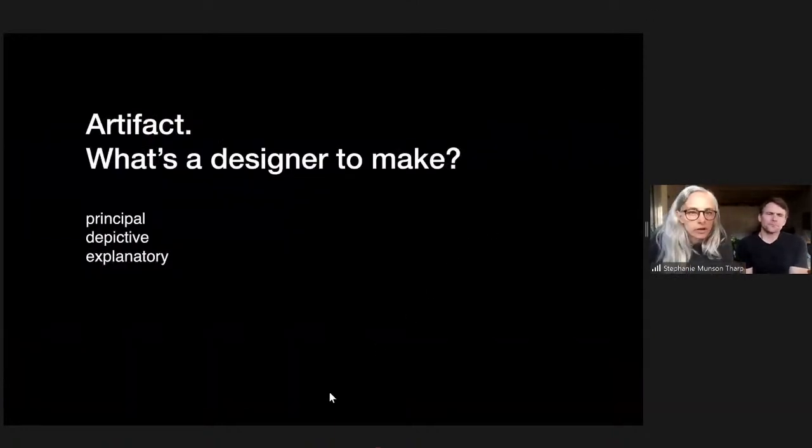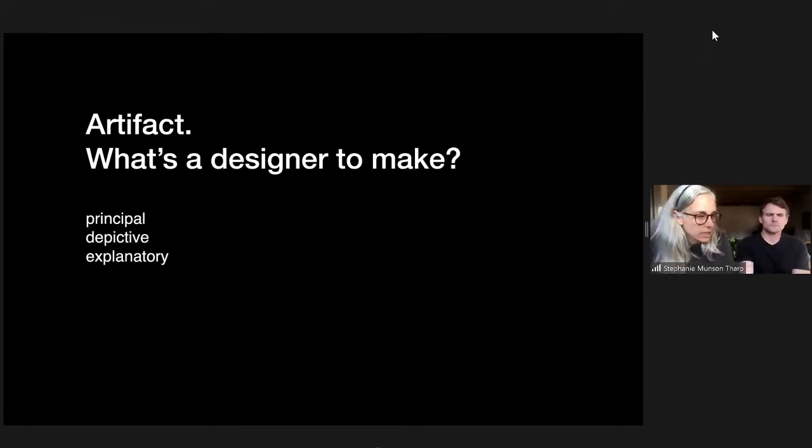So the next is artifact. So what's a designer to make? With artifacts, this is about the object itself. There are three types of artifacts: principal, depictive, and explanatory. Principal artifacts are the design objects themselves that are central to the project. You can also create artifacts to help support the story or explain the project, and these are the depictive or explanatory artifacts. An important part of the artifact is the provocative quality.